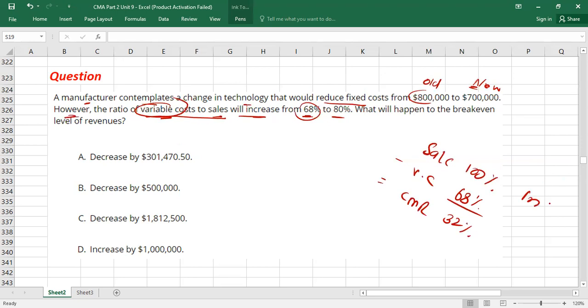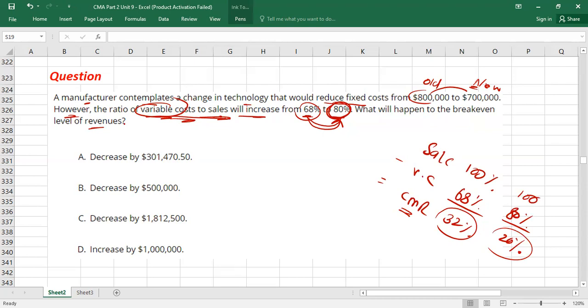In the second scenario, if sales is 100 and the variable cost to sales ratio is going to increase from 68 to 80, if sales is 100% and my variable cost ratio is 80%, it means my contribution margin ratio is going to be 20% in the second scenario. So what are they saying? What is the question? They are saying if your fixed cost is shifting from 800 to 700 and your variable cost to sales ratio is going to shift from 68 to 80, or we can say the contribution margin ratio is going to shift from 32 to 20%. This is the same thing. What will happen to the break-even point in revenues?